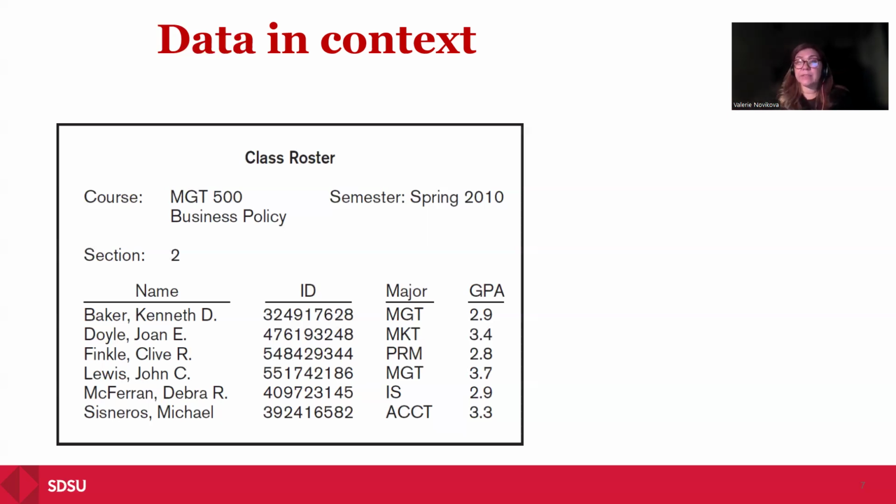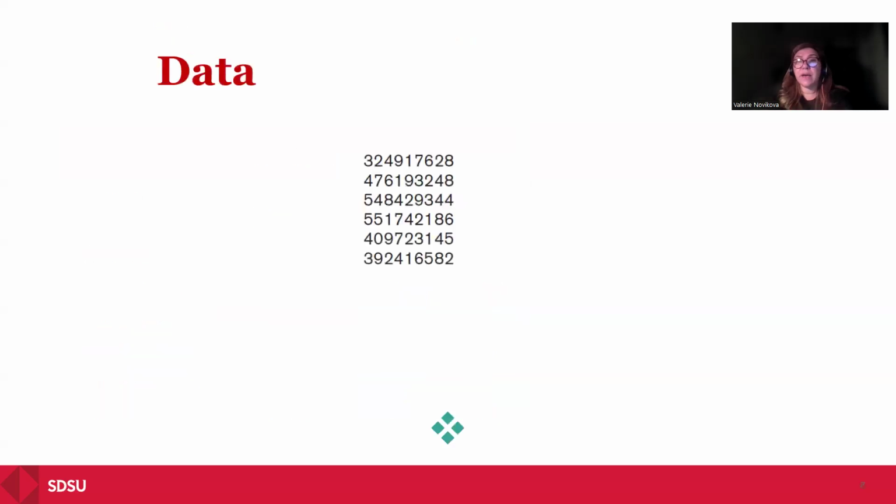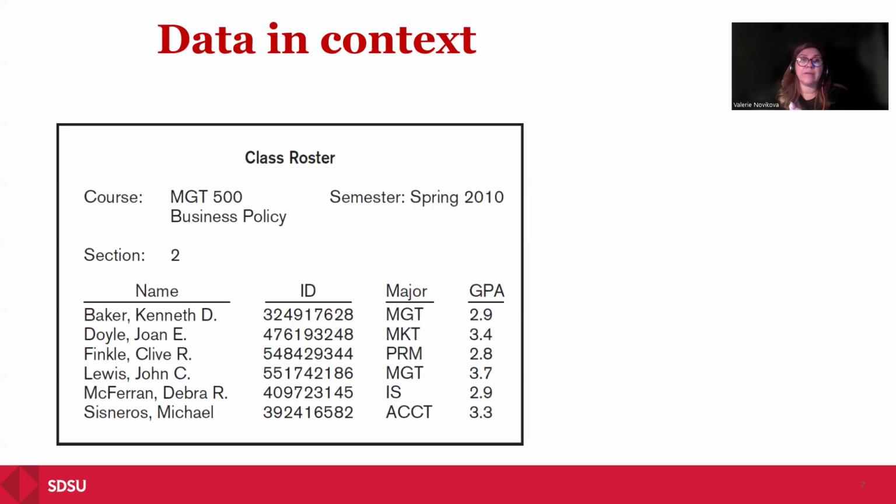So again, the difference between data in context and just data is that data in context gives us meaning. Unlike the previous slide where we have just numbers and nothing else, this is data in context. So this data has a good meaning for us. So context helps us to understand the data.